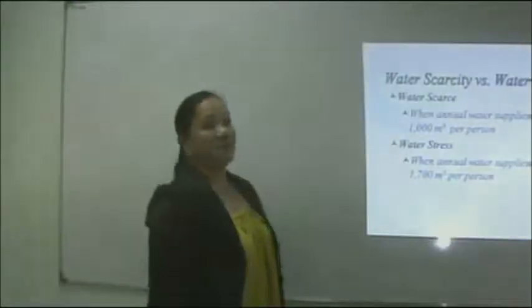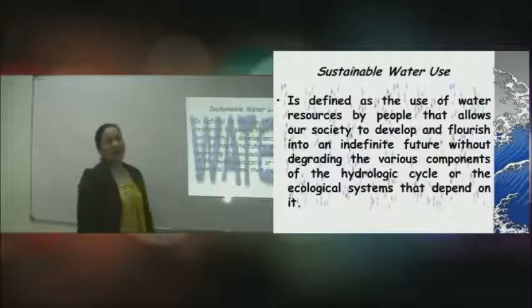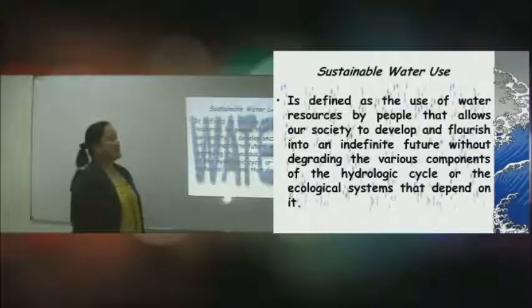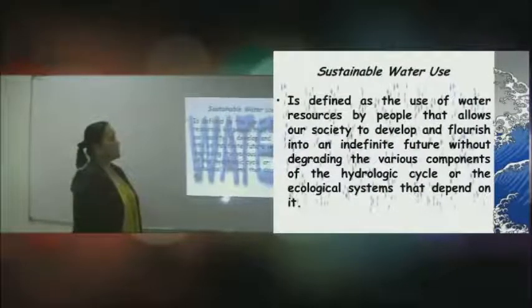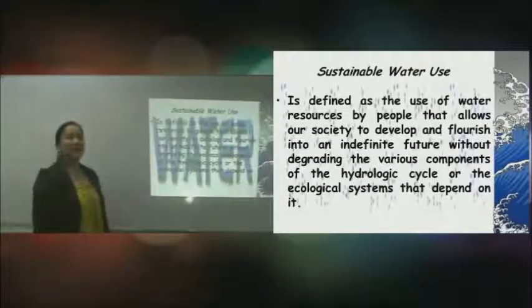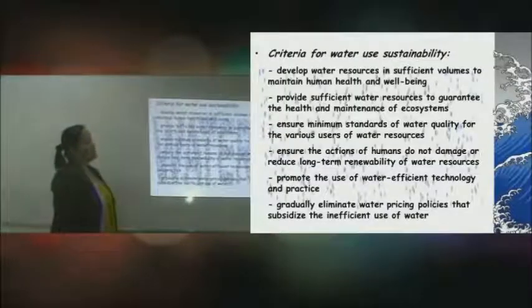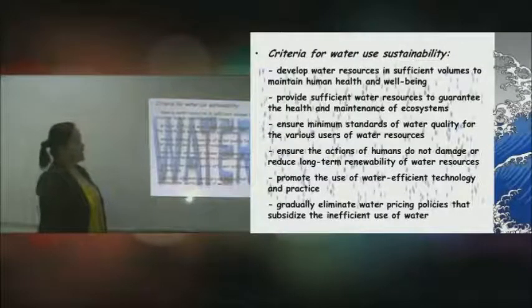We need to know the sustainable water usage. That is to maintain the water resources that we utilize, especially in order for us to have the industrial plants running continuously. So there are some characteristics or criteria for water use sustainability, and here are as follows.